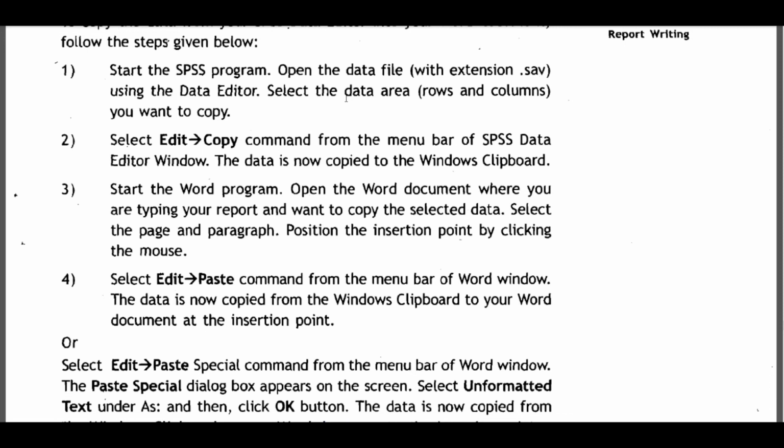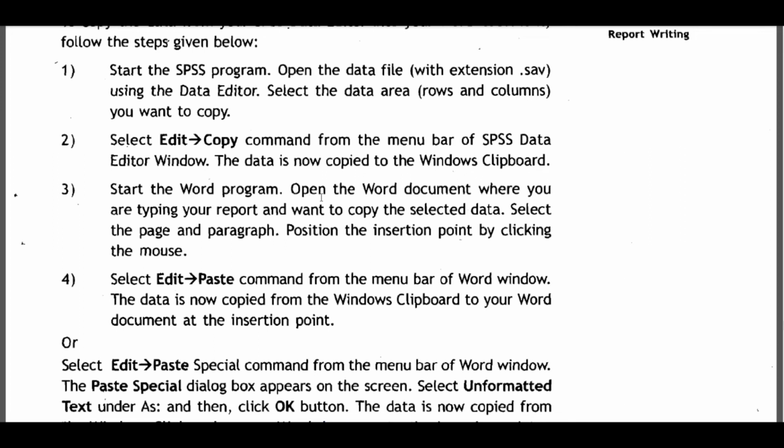Using the data editor, select the data area, rows and columns you want to copy. Select the Edit, Copy command from the menu bar of the SPSS editor. The data is now copied to the Windows clipboard.